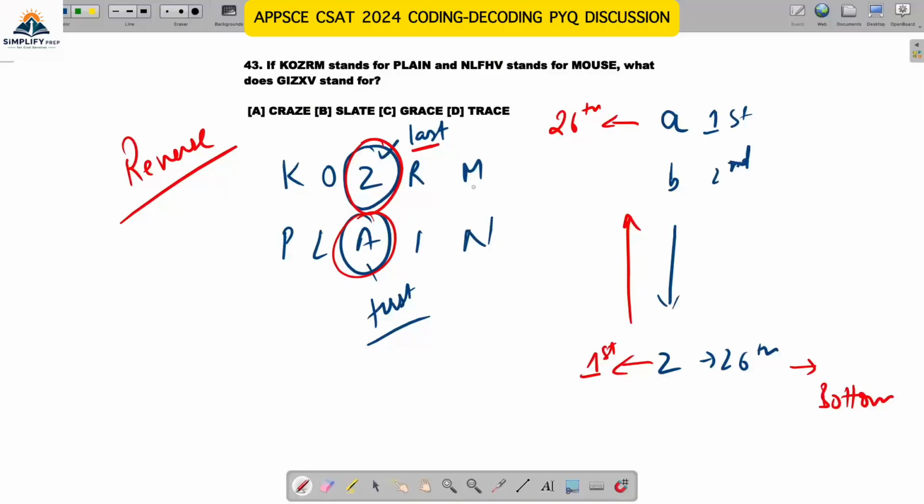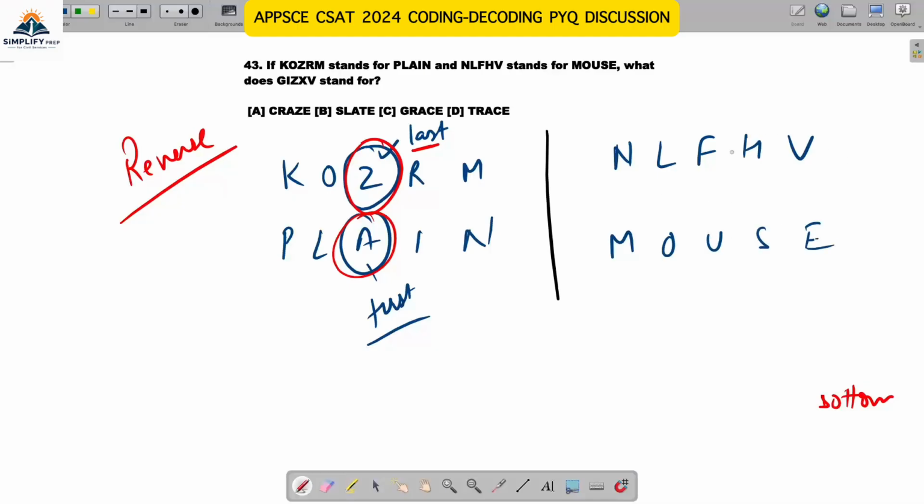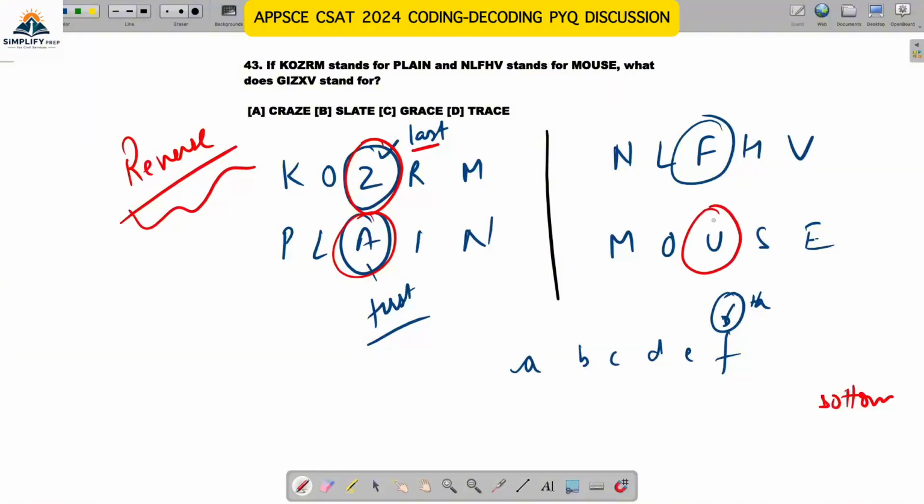You can always cross check by taking some small letter. Suppose there is another code given to us, NLFHV. Let's write this code also. NLFHV is becoming mouse. So from this, let's take a small letter, F. F is a small letter in ABC because it is in the beginning. So it is 6th. By the reverse logic, this should be sixth from the last. Then we can say this question is based on that, and it will cross check.